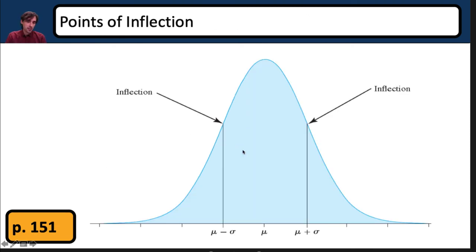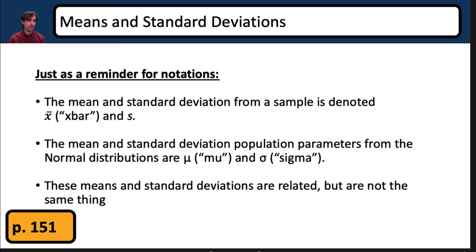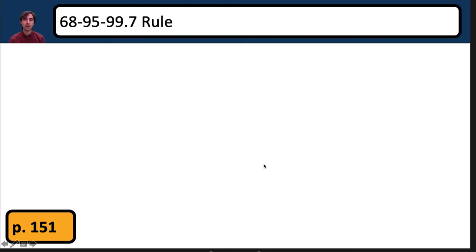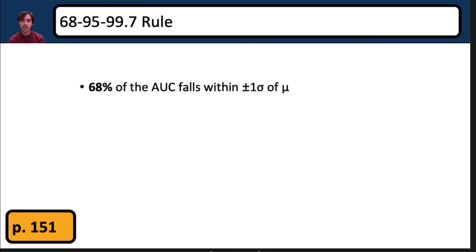There's the point of inflection. It's in your book. It's nothing that I've really sought out, but just pointed it out. You can move forward. Okay, so just as a reminder, this x bar is a sample mean, and this lowercase s is a sample standard deviation, in contrast to the mu and the sigma. We talked about this in week 2, and I just barely brought it up, but we're going to dive further into it now.